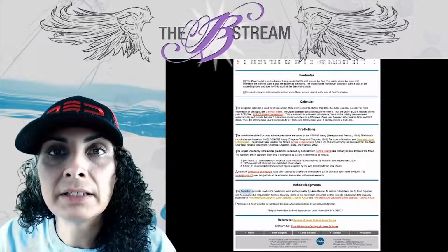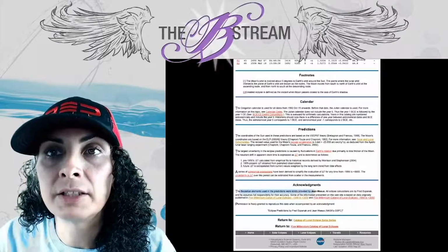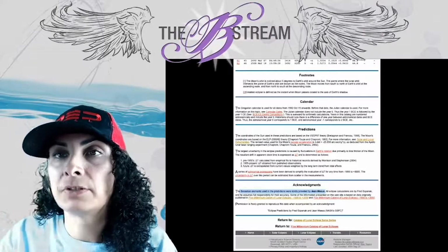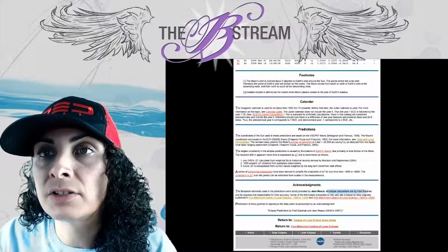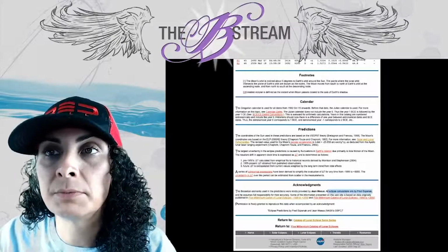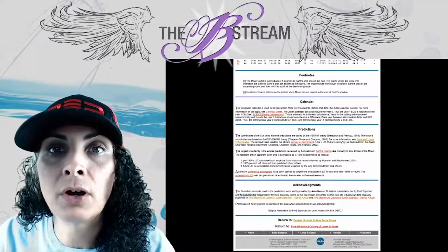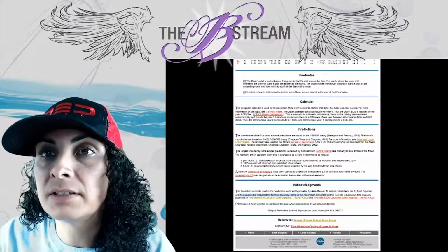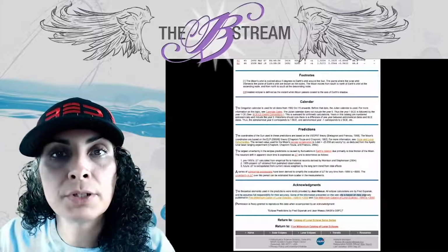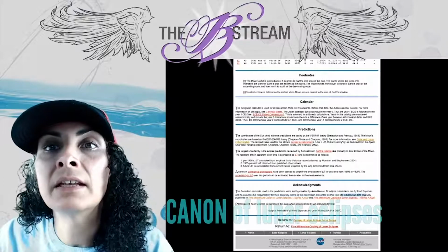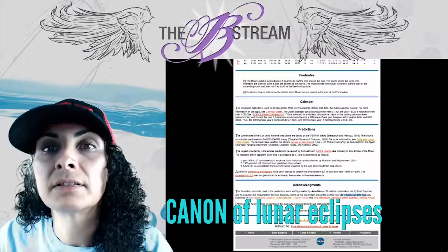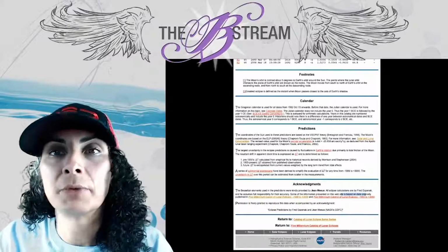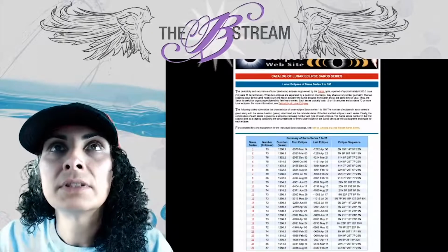these Besselian elements used in all predictions were kindly provided by Jean Meus, and also all eclipse calculations are by Fred Espenak, who's Mr. Eclipse. Okay, he assumes full responsibility for their accuracy. Some of the information presented on this website is based on data originally published in Five Millennium Canon of Lunar Eclipses. Okay? That's where these Saros cycles come from. Okay, so what does that mean? What does that mean?